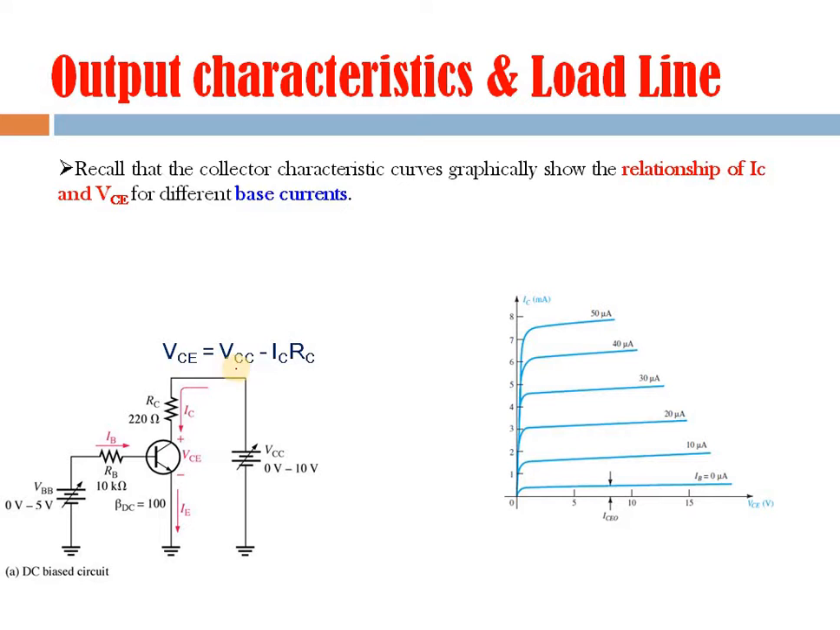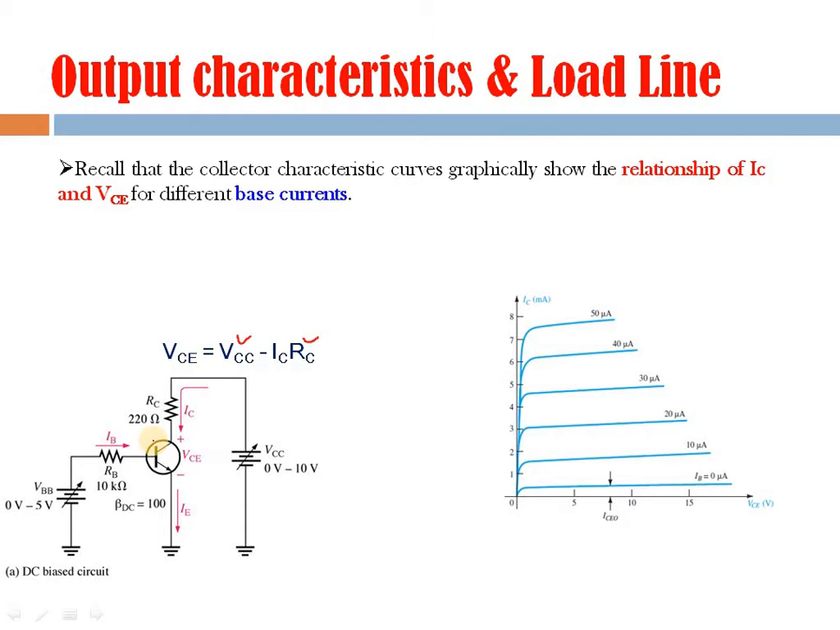This equation we can get with the help of Kirchhoff's voltage law. You can see here, this RC is a circuit parameter and this VCC is also a circuit parameter, meaning they are fixed in the circuit, and this IC and VCE are the variable parameters, output current and output voltage, and they follow this equation of a straight line.